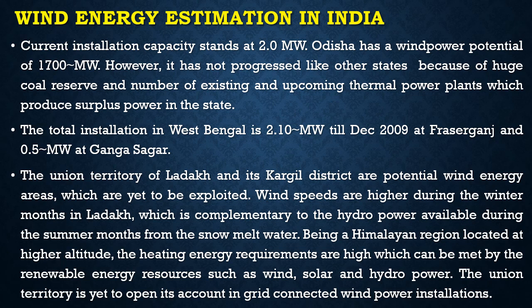The total installation in West Bengal is 2.10 megawatt till December 2009 at Frazerganj and 0.5 megawatt at Ganga Sagar.